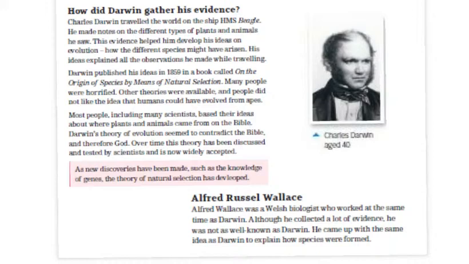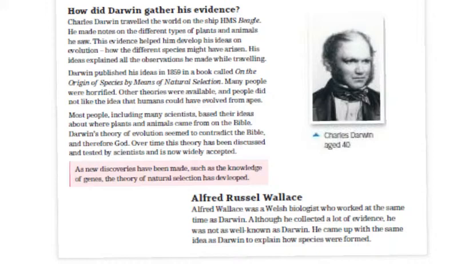Darwin published his ideas in 1859 in the book On the Origin of Species by Means of Natural Selection. At the time, many people were horrified. Other theories were available, and people did not like the idea that humans could have evolved from apes. Most people, including many scientists, based their ideas about where plants and animals came from on the Bible. Darwin's theory of evolution seemed to contradict the Bible, and therefore God.